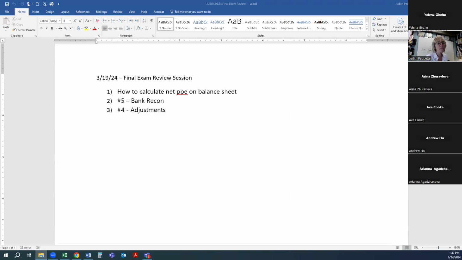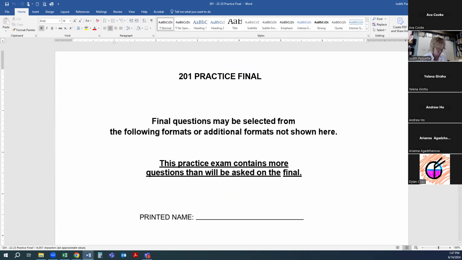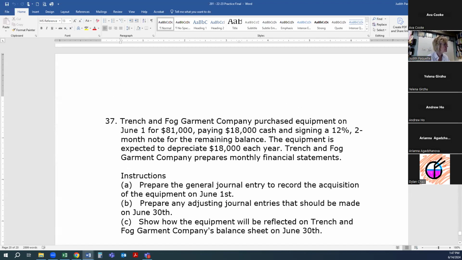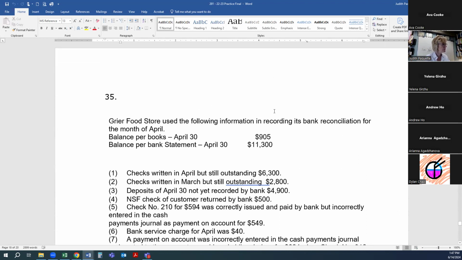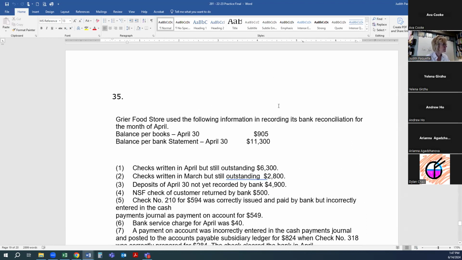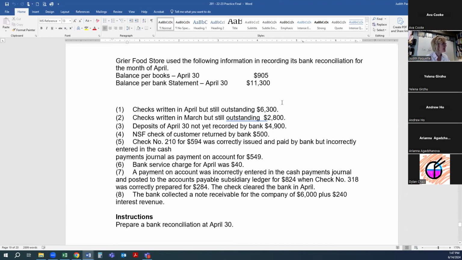Basically, we're preparing a bank reconciliation, and it doesn't make sense for me why, on the cash balance on the books, we're subtracting 45 instead of adding it, and vice versa for the 540. Can you guys see Greer Food Store on my screen? Yeah, the Word document, we can see it. Okay, so let's put up the solution.